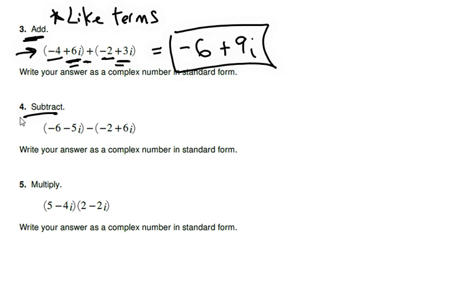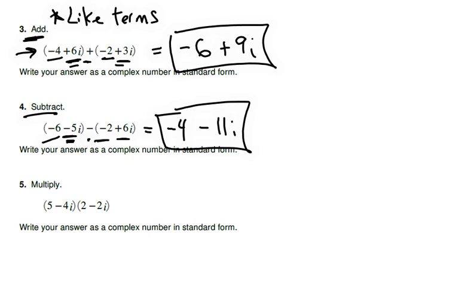Let's move on to subtraction. It's exactly the same type of thing, only we've got a minus sign in between. So negative 6 minus negative 2 is going to give us negative 4. Remember, subtracting a negative number is the same thing as adding a positive, so it's like negative 6 plus 2. The negative 5i minus 6i is negative 11i. And that's it. There's our answer in standard form.